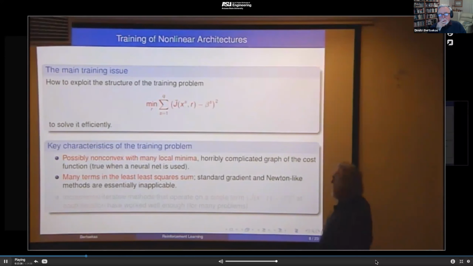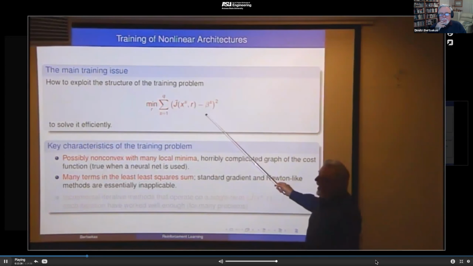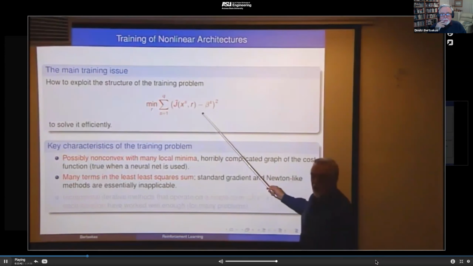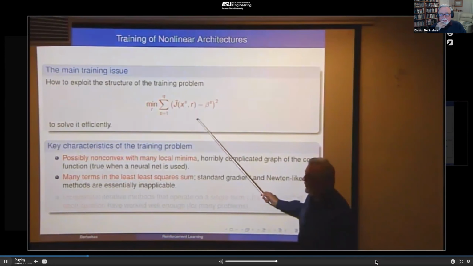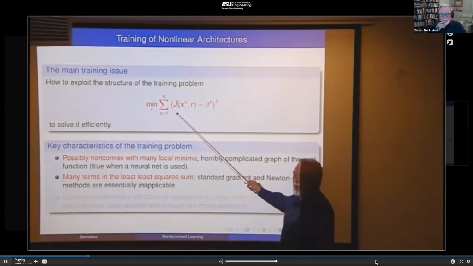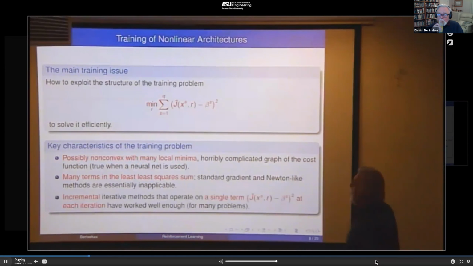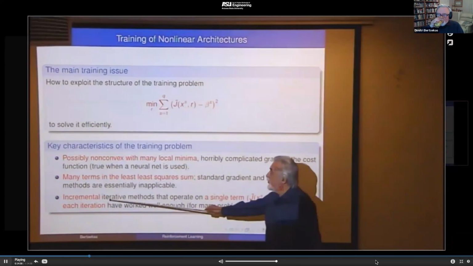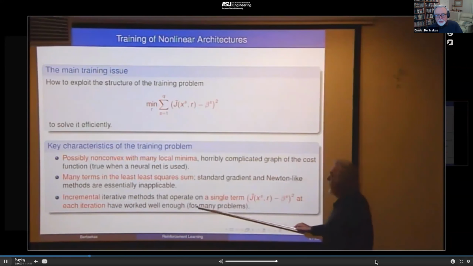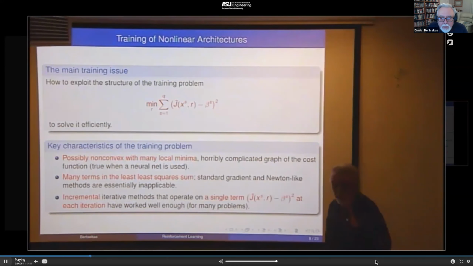Why is that? Because to calculate the gradient of the cost function, you need to add the gradients of the individual components. And if there are 10 million of those, a single gradient is a substantial computation. Similarly, Newton-like methods are even worse, okay? Because then you would need to multiply the gradient with some kind of inverse Hessian, and it's a big mess again. On the other hand, these miraculous incremental versions of gradient methods have worked for neural networks and for nonlinear architectures. Not always, okay, but they have worked adequately for many problems.